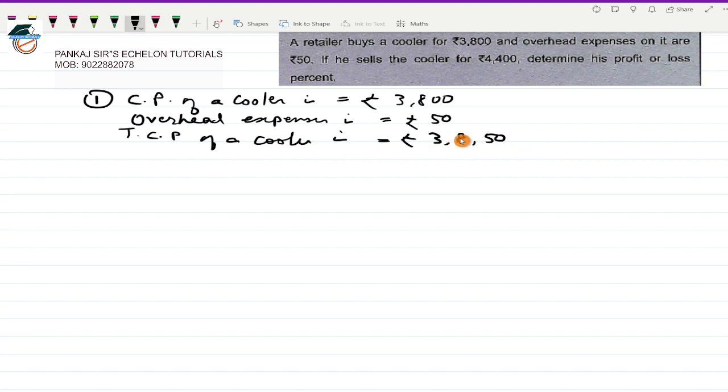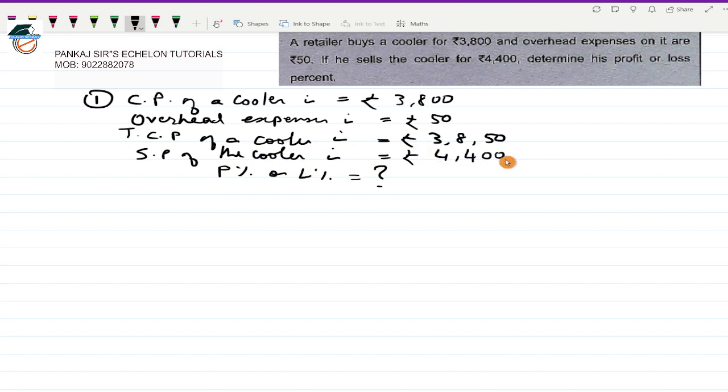Now, total cost price. If he sells the cooler for 4400, so selling price of the cooler is equal to rupees 4400. So he has sold it for 4400. Determine his profit or loss percent. So determine whether there is a profit percent or a loss percent, whatever it is. So you have to determine it.